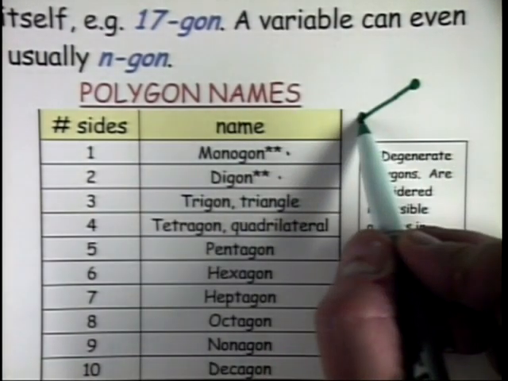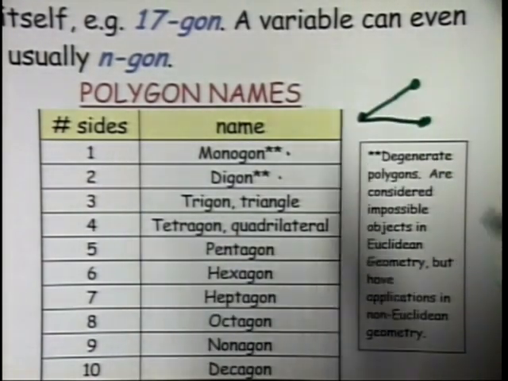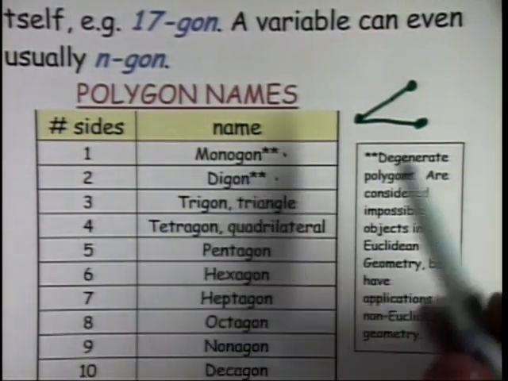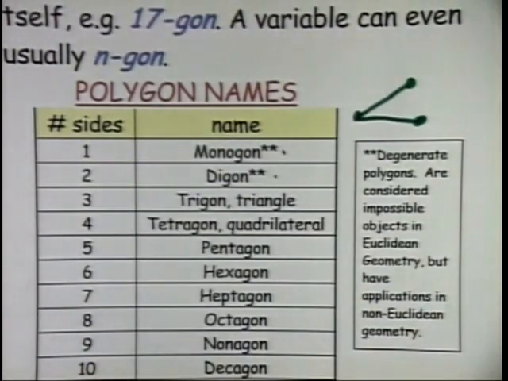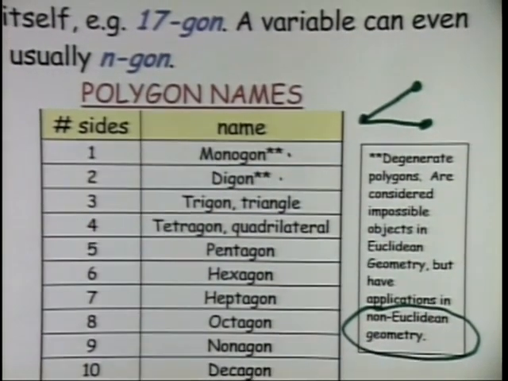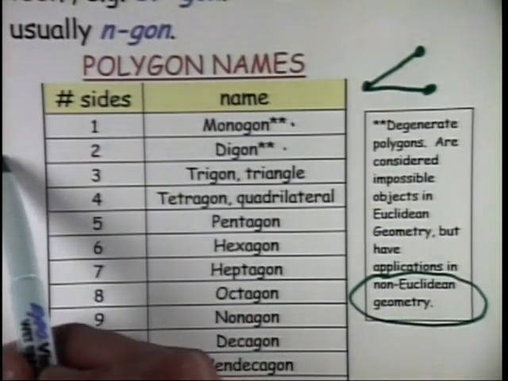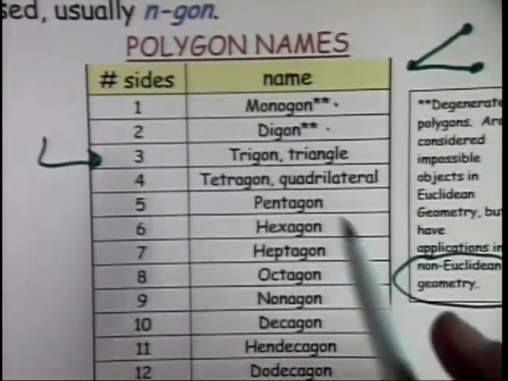Same thing with the digon. If I draw another one that's not coplanar, now it's open. Okay, so it's impossible to connect it without drawing another side. So they are called impossible objects in Euclidean geometry, but I gave them to you because not only are their names fun to say, monogon, digon, but they do have applications in non-Euclidean geometry. Okay, and if you're fortunate enough to go on and study that at some time in your life, you'll see it's a fascinating topic.